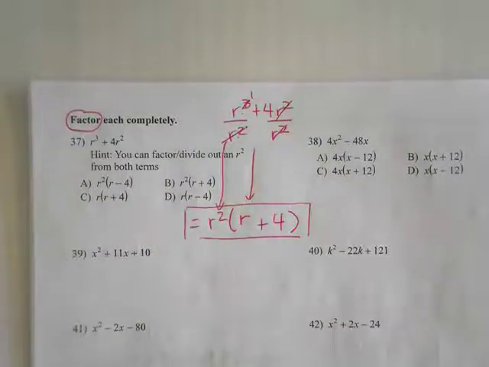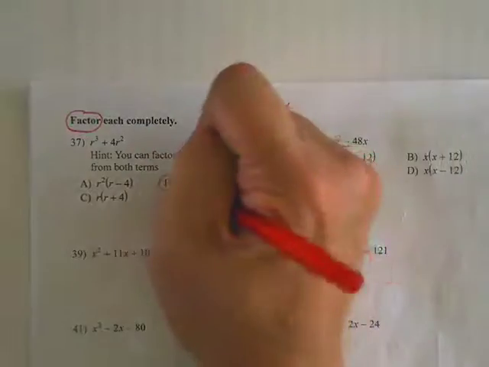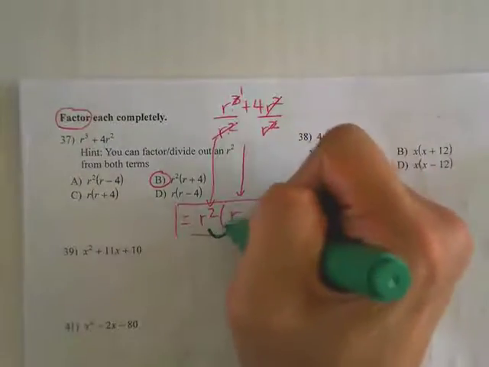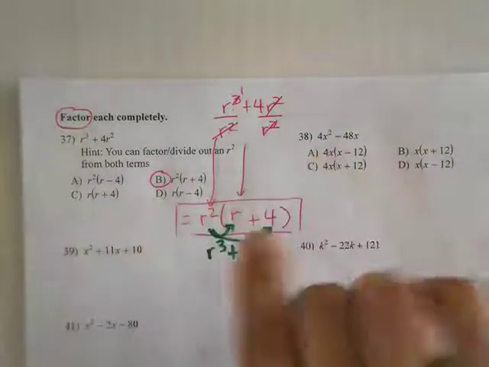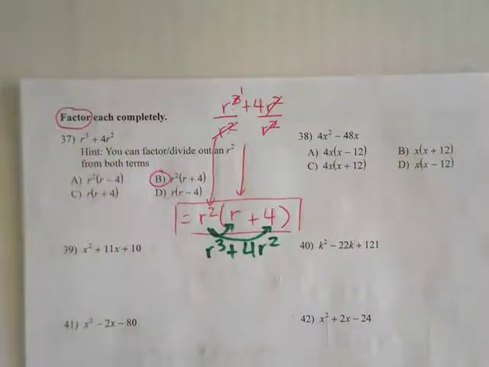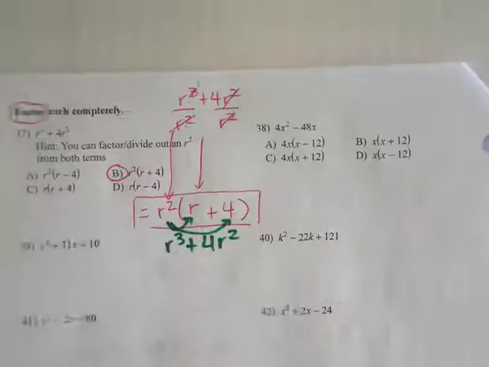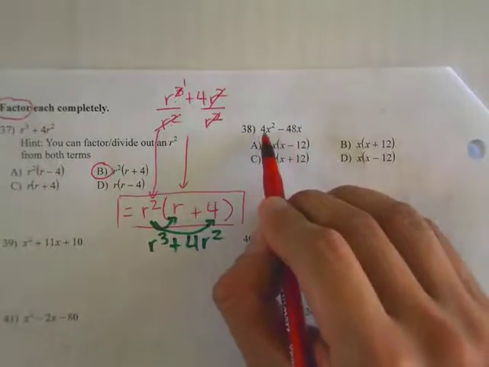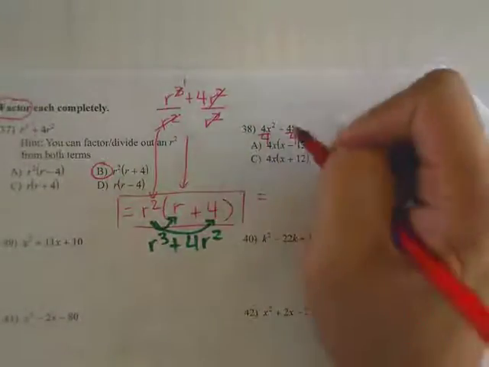And then just be careful, a lot of students like to circle C. That's not it, because we need to have r squared. B. Again, to check your work, you're going to distribute. R squared times r is r cubed, and then 4 times r squared is 4r squared, which is the problem that we started off with. So to check your work, distribute that out. It's just going to be easier for you guys on the final. Okay, let's do 38 first. I like to tackle the number first, so let's see if we can divide out maybe a 4.